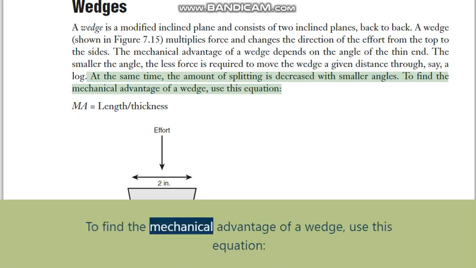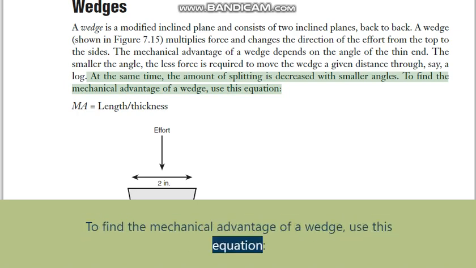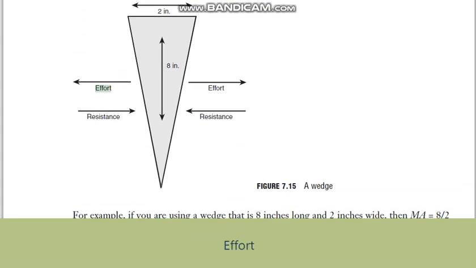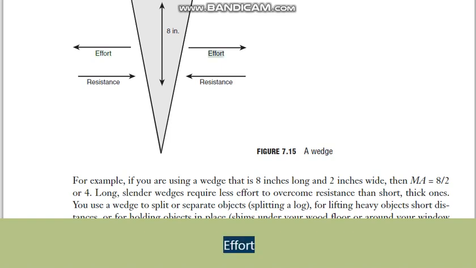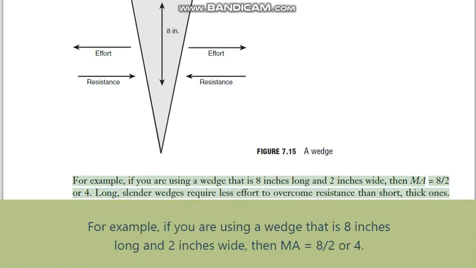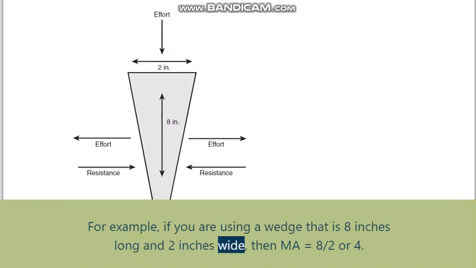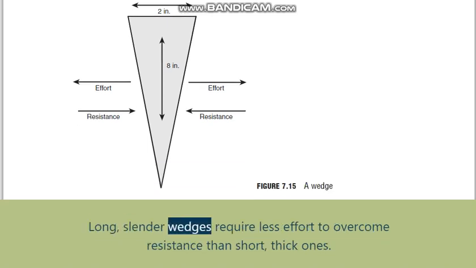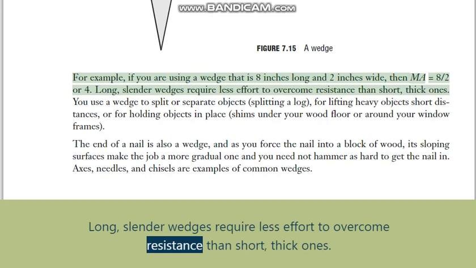To find the mechanical advantage of a wedge, use this equation. MA equals length over thickness. For example, if you are using a wedge that is 8 inches long and 2 inches wide, then MA equals 8/2 or 4. Long, slender wedges require less effort to overcome resistance than short, thick ones.